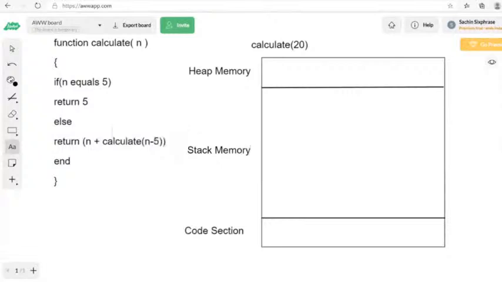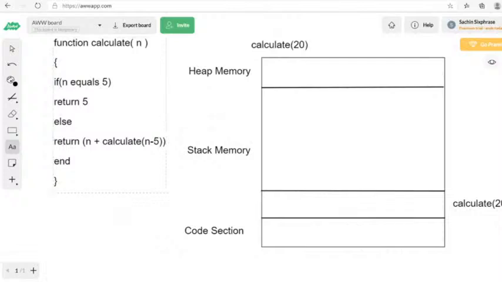I'll tell you how this is going to happen. Initially, you are making a call. Whenever a function is getting called, something called an activation record will be created inside your stack memory. What is this activation record? It's like a room inside a house. Whenever you call a function, a separate room is created for that particular call. For calculate of 20, the call that you made, a new activation record, a new room, will be created.